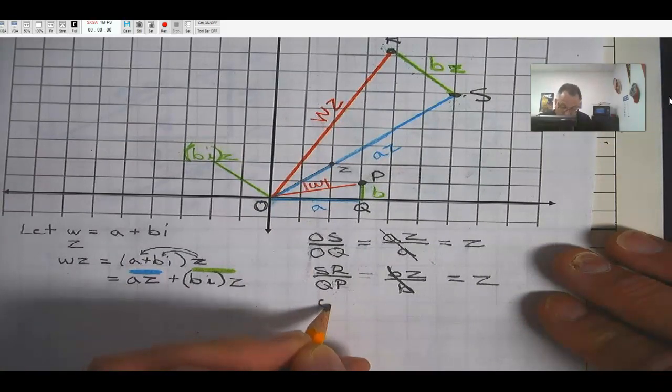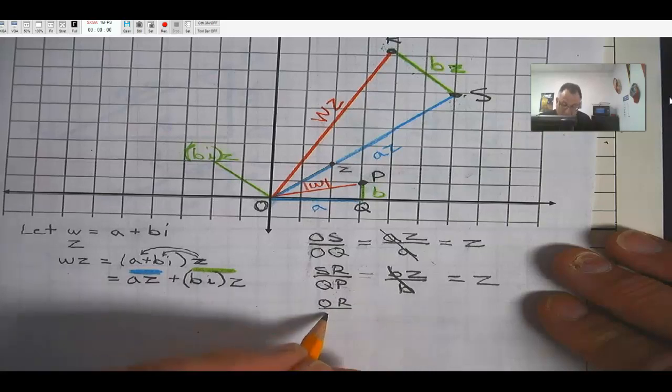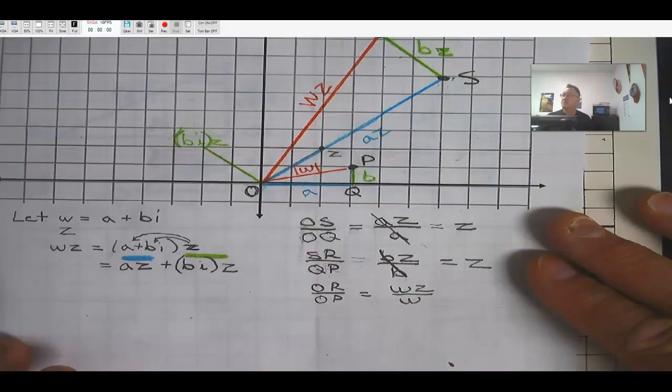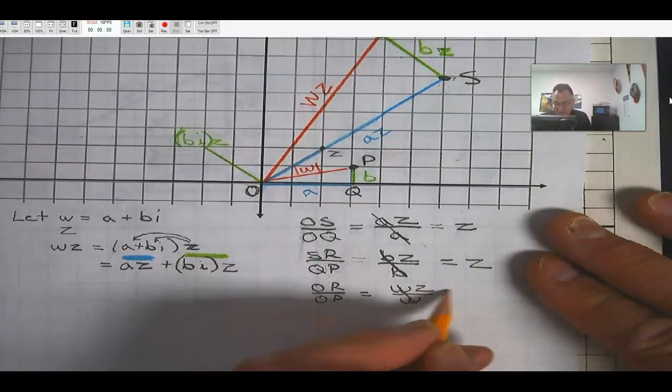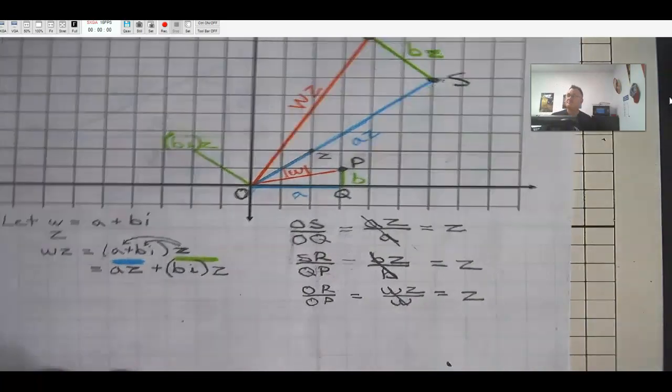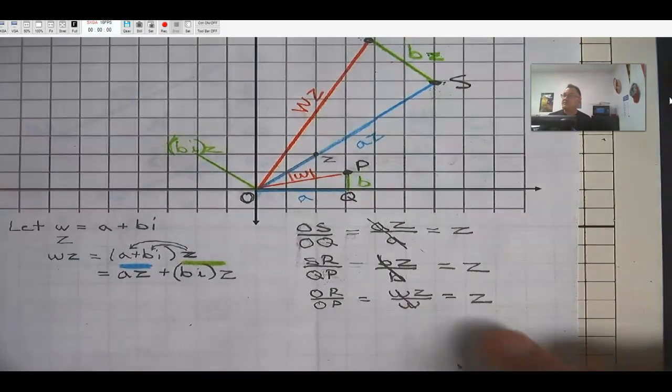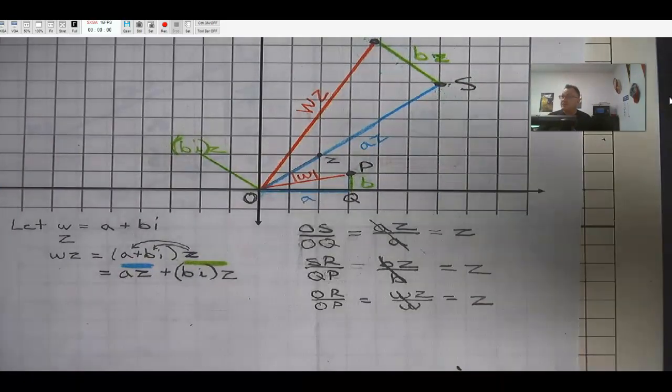And now if you compare WZ, which was OR, you compare that to OP, and that's WZ divided by W, and that equals Z. So it's just like the triangle that I showed you before. It's like I doubled every side.